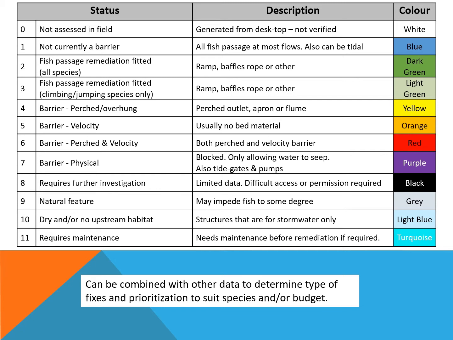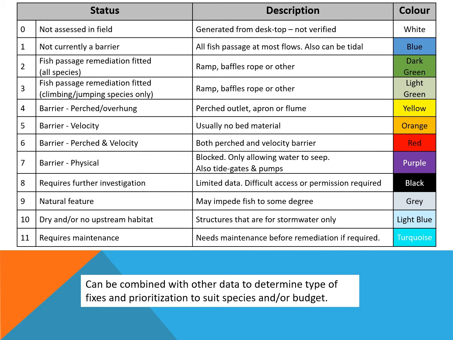Number 7 we use for physical barriers like tide gates. Number 8 is where we haven't been able to get enough information to make the call, so we deem that to require further investigation. Number 9 we put there as a natural feature because a lot of people like to record those, and they may or may not be barriers to different species of fish.